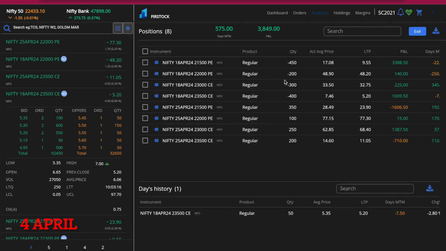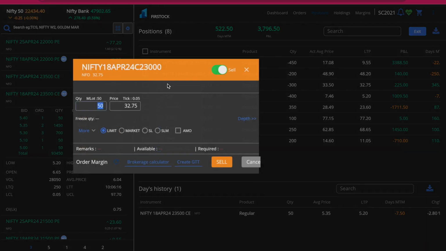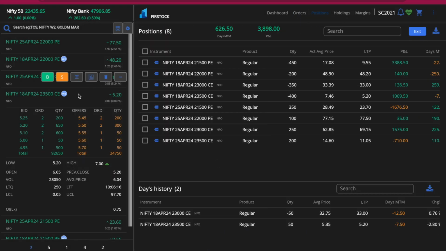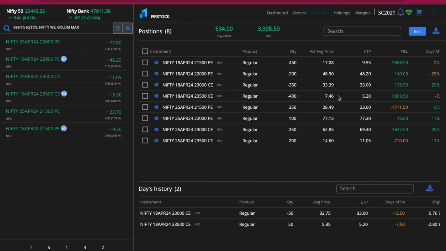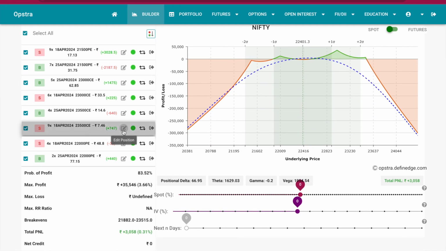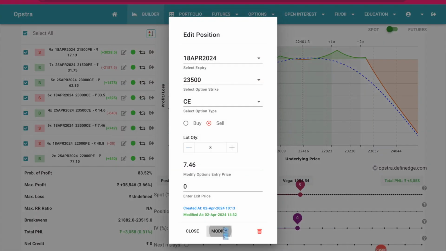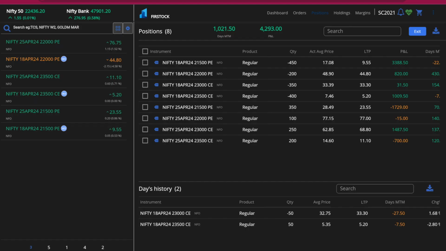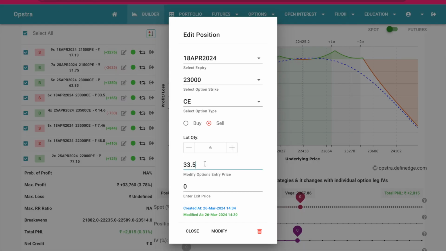Now I'll come to position. We have booked this 23,500. We'll add a position 23,000. See, yes, it is complete. Let's check the margins are decent. Okay, so booked here and added here, so 7.46 and 33.39. 7.46 we have reduced one lot. Okay, it is 800 quantity, and 23,000 CE, here it is 33.39. We have increased one quantity.